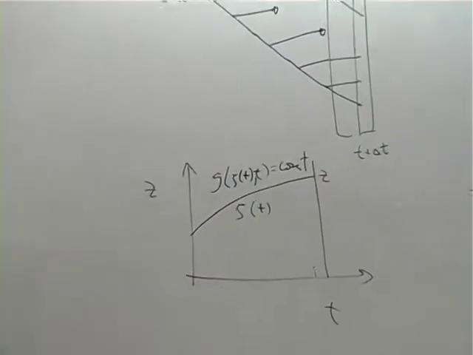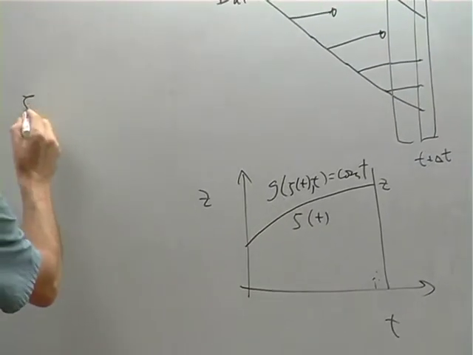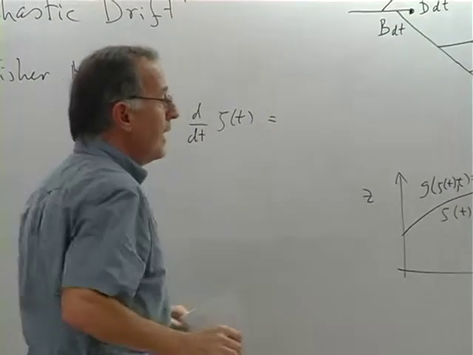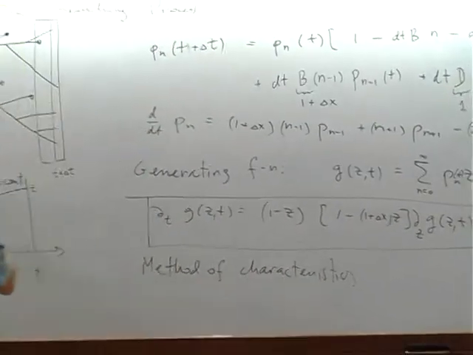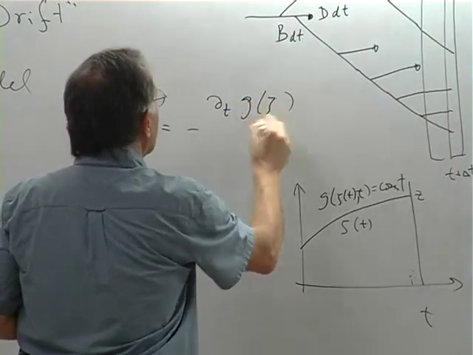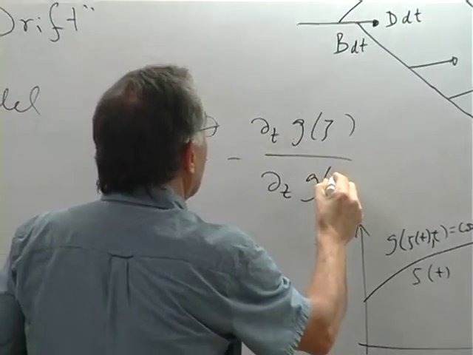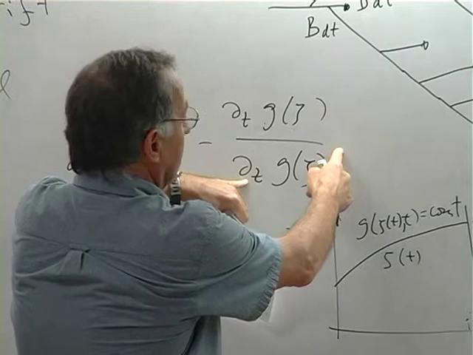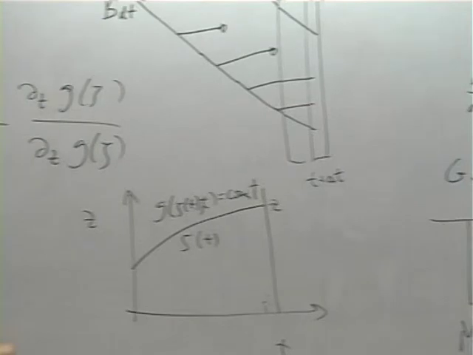So again, at home, you can convince yourself that this curve itself obeys a simple equation, which is basically dt g of zeta d zeta of g, which is exactly this factor here. So that's what you want to solve.